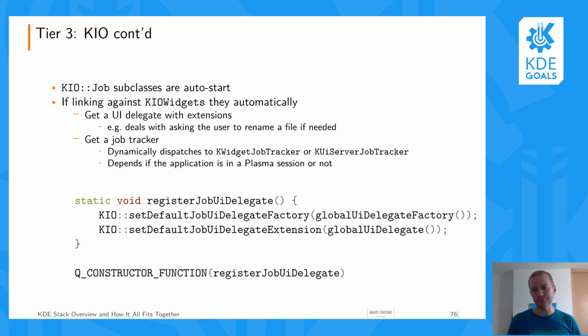Unsurprisingly, how do we do that? Same thing, that's called a KConstructor function. That's pretty much similar to what we've seen before. We call register job UI delegate, which is private, you don't see it. And then we will register the right UI delegate factory and right extensions.